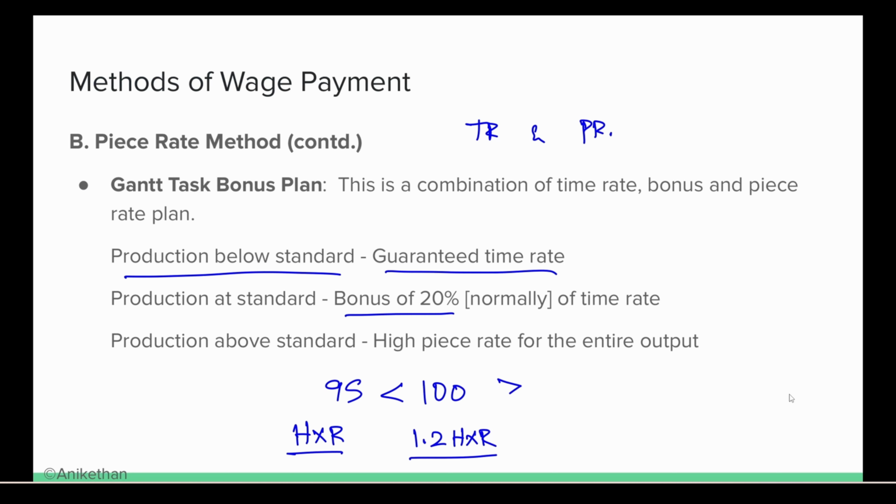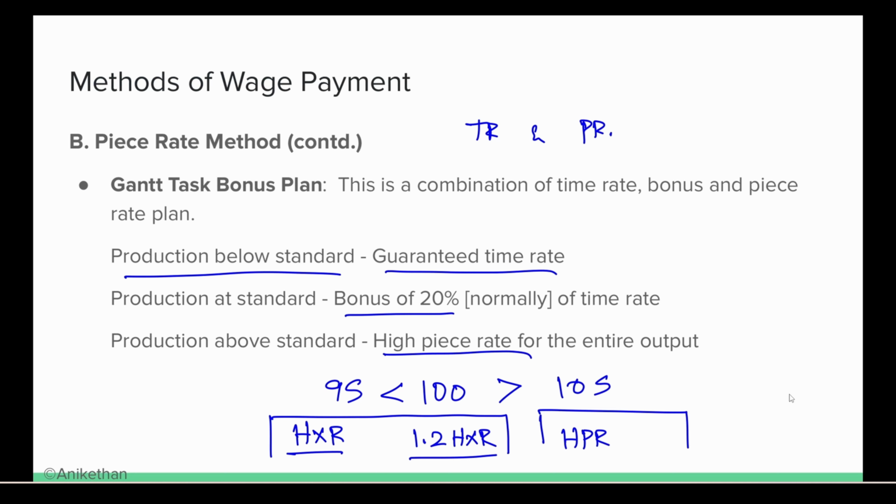If it is above standard, if he is manufacturing 105, then he will be paid at high piece rate. So these two are time rate. This one is piece rate. So if the piece rate is not given in the problem, you can consider 1.2 into PR and write a note that high piece rate is considered as 120% of normal piece rate.